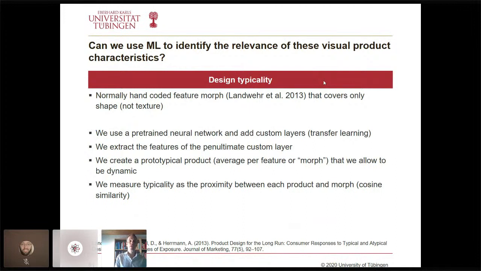We add custom layers, and we then extract the features, not from the last layer, but one layer before that, and use these features to construct a typical product. So essentially, we take the average across all products per feature, and that is then our vector that represents the average product. And then we measure typicality, so design typicality, as the proximity between each product and this average product, which we call the morph. In this case, for the results that I show today, we use the cosine similarity.